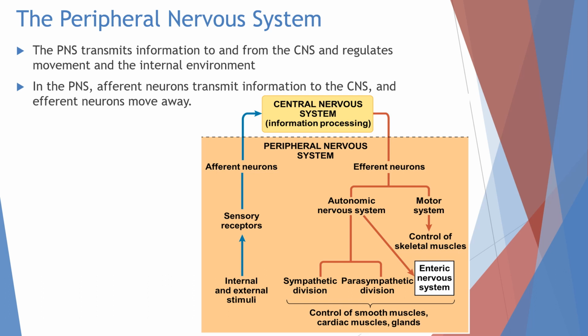They're the ones that help do the motor functions, producing actions and things. As you can see in our picture here, we're starting with internal and external stimuli going to the sensory receptors, producing afferent neurons, sending the information to the central nervous system, and putting it back out through our efferent neurons to the autonomic nervous system and motor systems and the control of skeletal muscles within these divisions, producing action. So basically it's sending the information in and sending it back out with the efferent neurons.